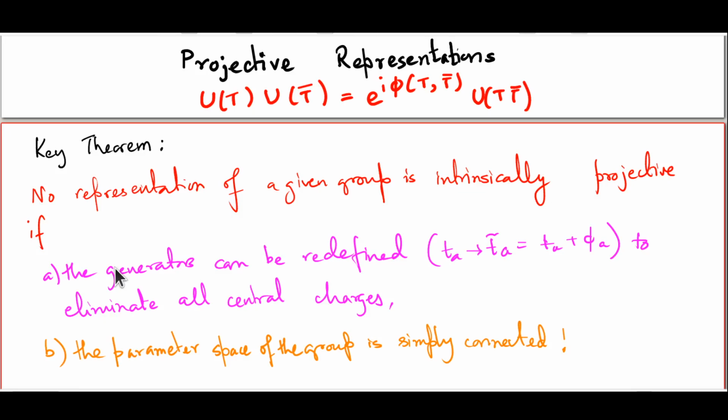The first condition is the generators of the corresponding Lie algebra can be redefined by shifting by a real number to eliminate all central charges. And the second condition is the parameter space of the group is simply connected. That is, all loops in the parameter space can be shrunk down to a point continuously.